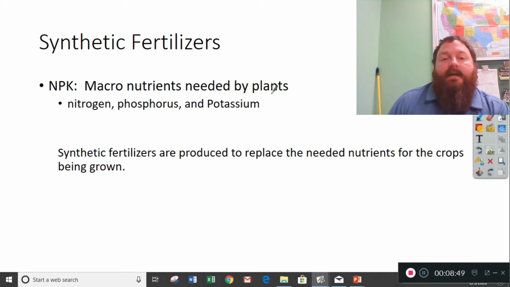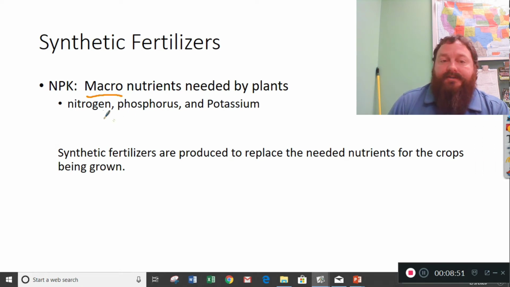When we look at synthetic fertilizers, we tend to focus on the macronutrients: nitrogen, phosphorus, potassium. The main form of nitrogen that we need, again, are the nitrates. The main form of phosphorus that we need are the phosphates. And again, potassium is element K. So these are the ones we need in high amounts.